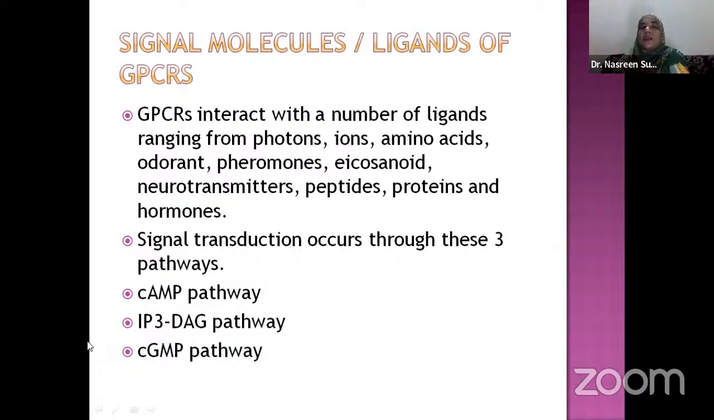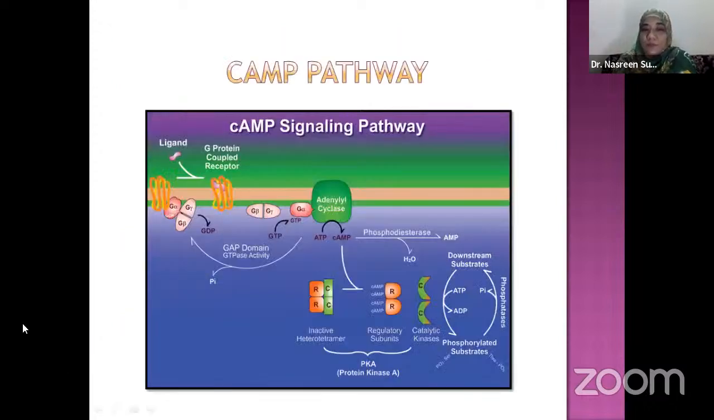Now the signal transduction in GPCR occurs by three pathways: the cAMP pathway, the IP3-DAG pathway, and the cGMP pathway. In the cAMP pathway, this is the normal G protein coupled receptor coupled with G protein. Now the ligand comes and binds to the receptor. What happens? The alpha subunit gets separated. See, the G protein first separated: beta and gamma separated, and alpha separated.